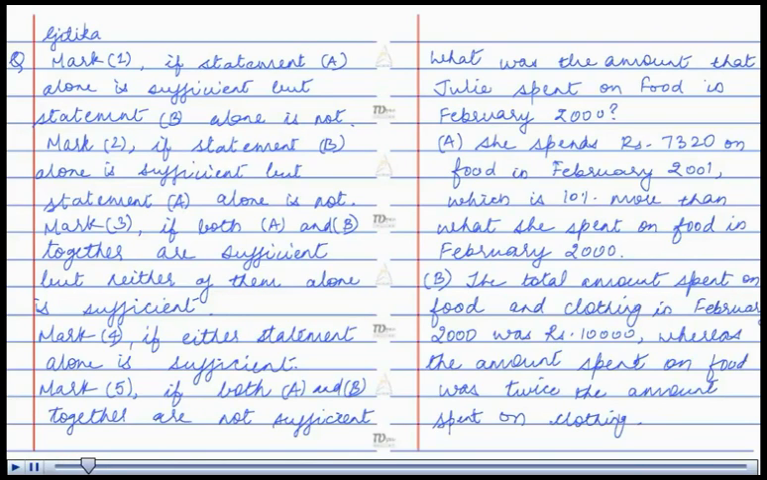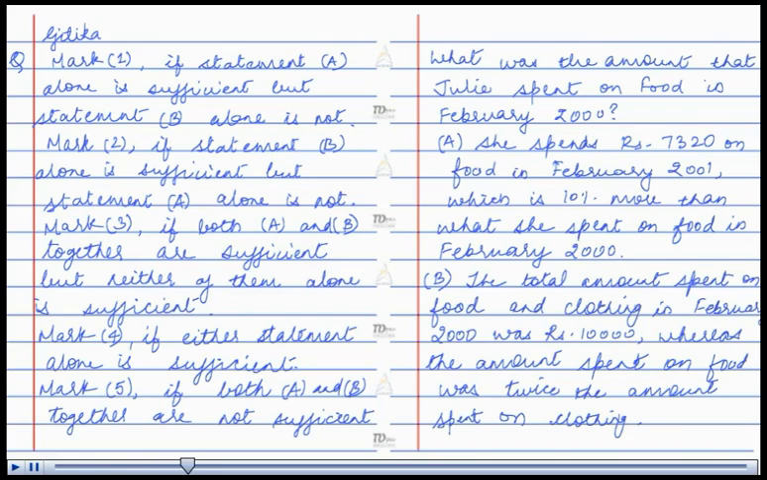Mark 2, if statement B alone is sufficient but statement A alone is not. Mark 3, if both A and B together are sufficient but neither of them alone is sufficient. Mark 4, if either statement alone is sufficient. Mark 5, if both A and B together are not sufficient. What was the amount that Julie spent on food in February 2000?